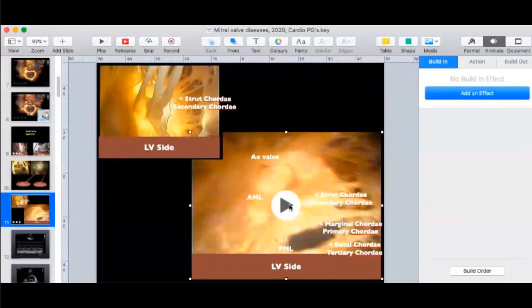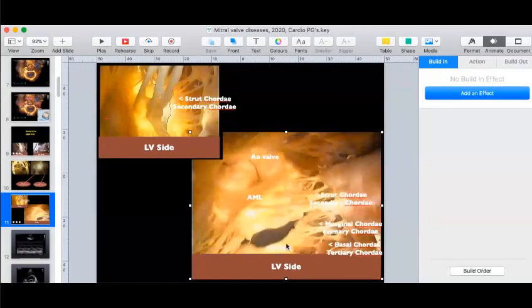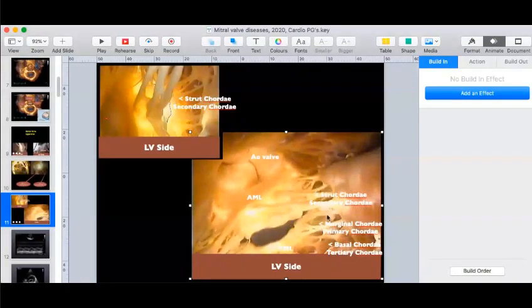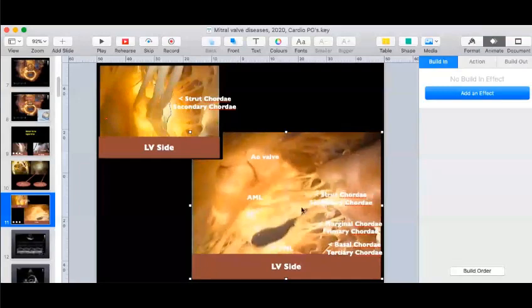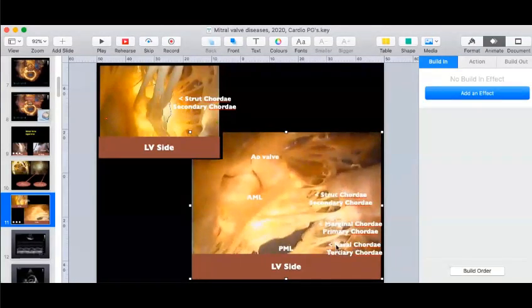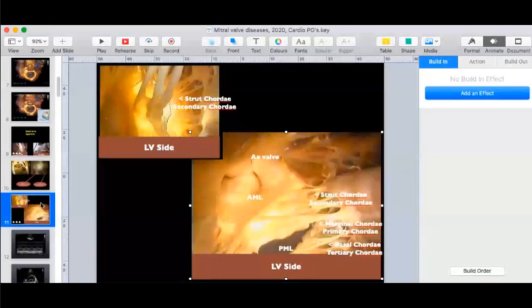And as we mentioned earlier, this would be the marginal chordae or the primary chordae, which attaches to the margin of the leaflets. And this is the one which causes the prolapse whenever there is elongation or whenever there is rupture. And you have these secondary chordae, which come towards the mid portion. And then you have the basal or the tertiary chordae, which is more towards the basal segment. And then you have the commissural chordae also. So this is just a brief look at the anatomy.